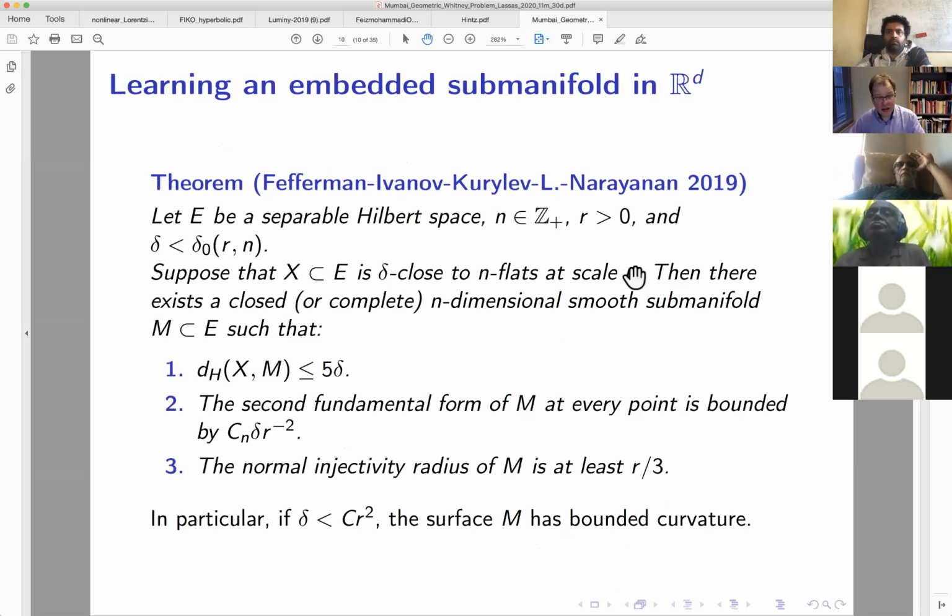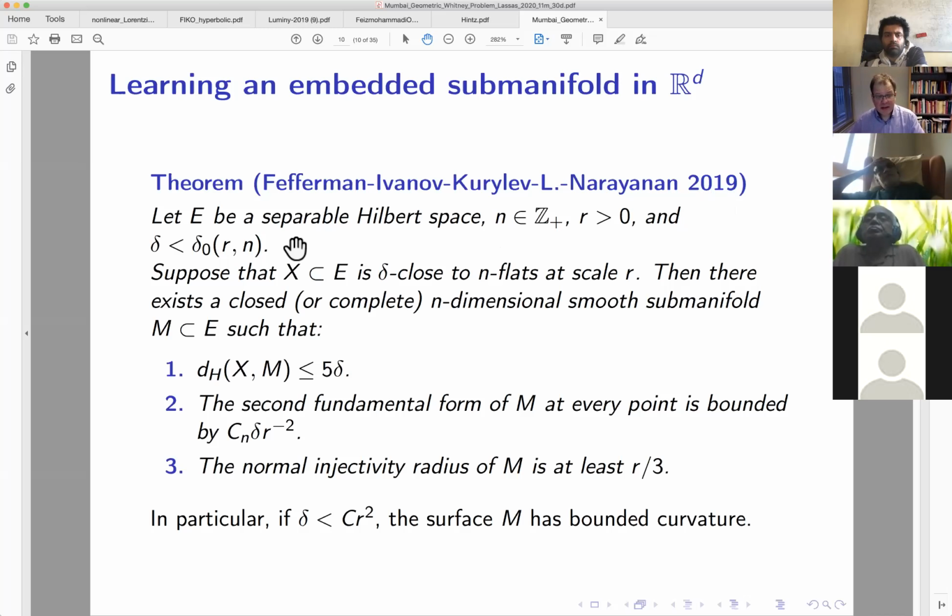And our first result with Fefferman, Ivanov, Kurylev, and Narayanan, this was the date when the paper came online, is the following: actually we could consider also infinite dimensional spaces. So if we have a separable Hilbert space, but typically in applications this is just R^D, then we specify the dimension, then the scale R, and then the error parameter delta has to be small enough.